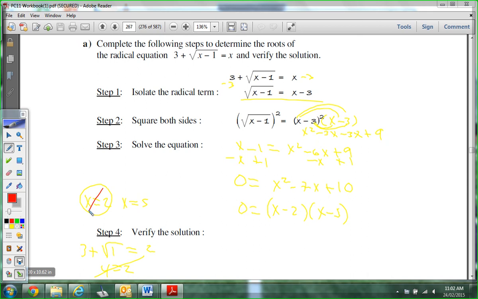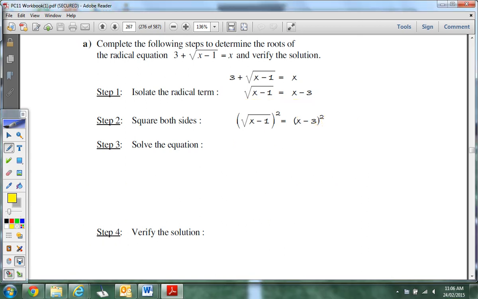Okay, let's try our 5. Plugging the 5 in here. So 3 plus 5 minus 1 equals 5. 5 minus 1 is 4. Square root of 4 is 2. 3 plus 2, 5 equals 5. So this one is good. So x equals 5 is confirmed. Very good. All right, just a little bit of short definitions here, and then we have 2 examples, and I'll be done. Any questions?